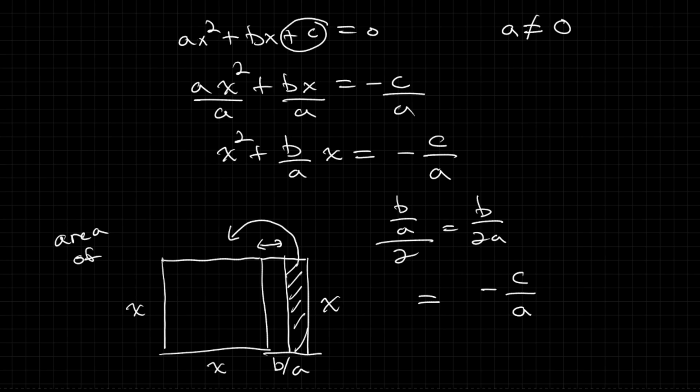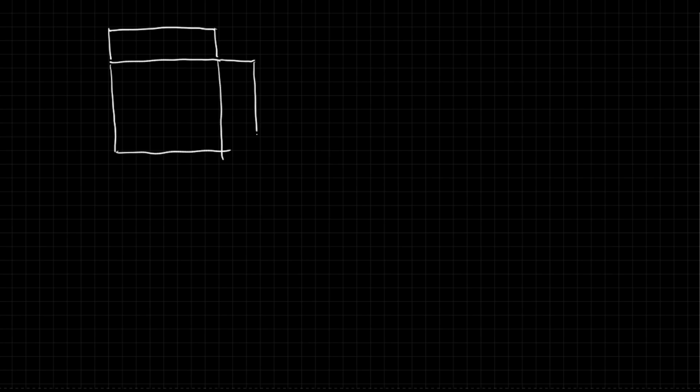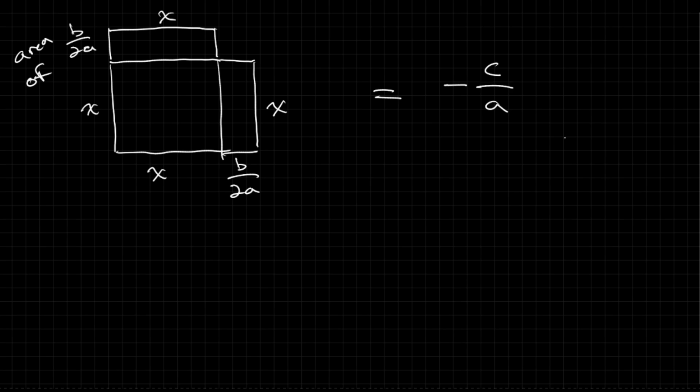And so we get that we have a rectangle on top, a square, and a rectangle on the side. This is x, x, x, b over 2a, b over 2a, and x. And the area of this shape has to be equal to negative c over a.